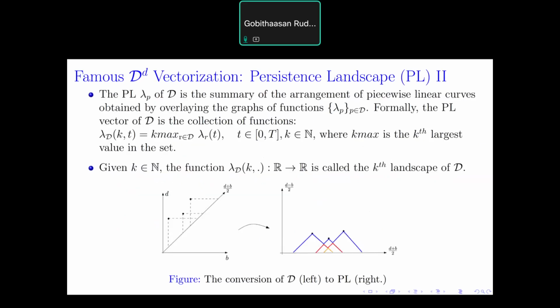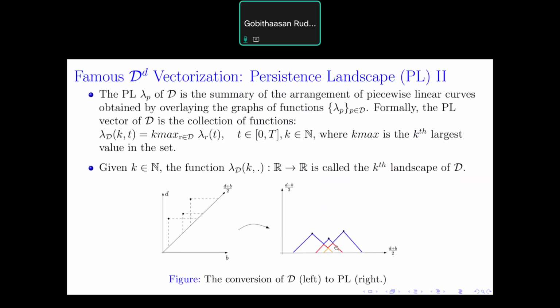Yeah, let me show the example first, the drawing. So this is the persistence diagram on the left-hand side. What you do is convert it into a vector, right? So a collection of birth and death pairs. The first step is to create the tent function. The tent function, yeah, a simple tent function looks like a triangle.